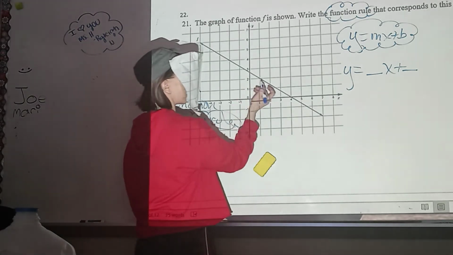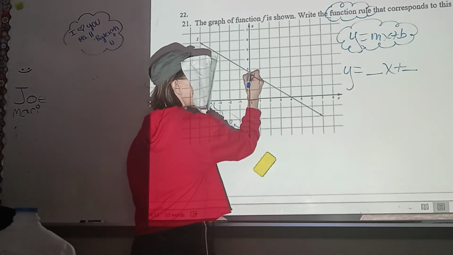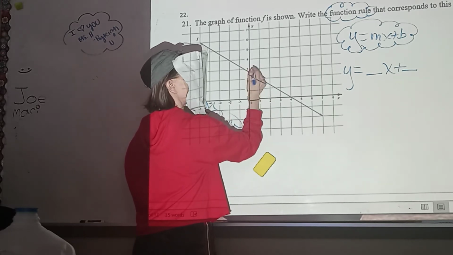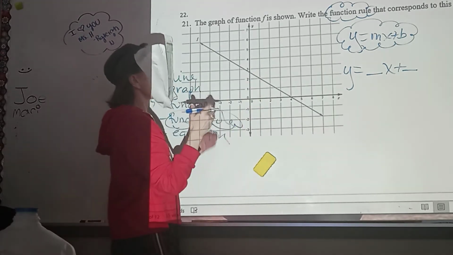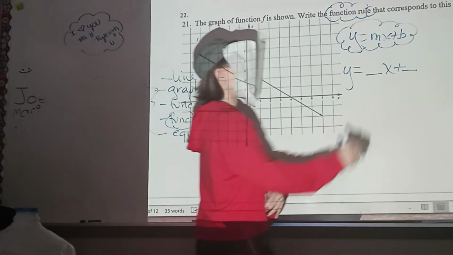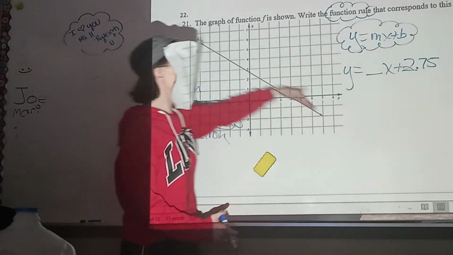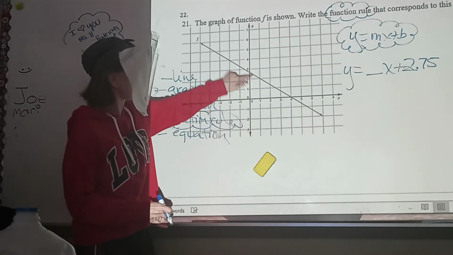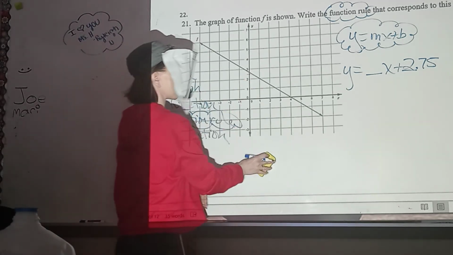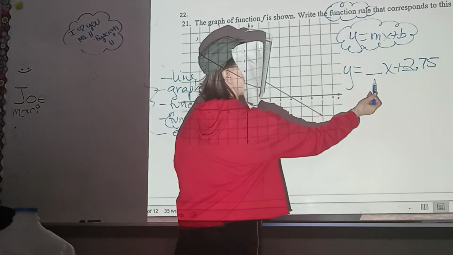Okay, so it's not at exactly 2.5. It's halfway between 2.5 and 3, so that's 75% of the way. So our y-intercept is at a positive 2.75. Okay, that's where it crosses over the y-axis, right there, halfway between 2.5 and a positive 3. Okay, and then we have to fill in our slope.